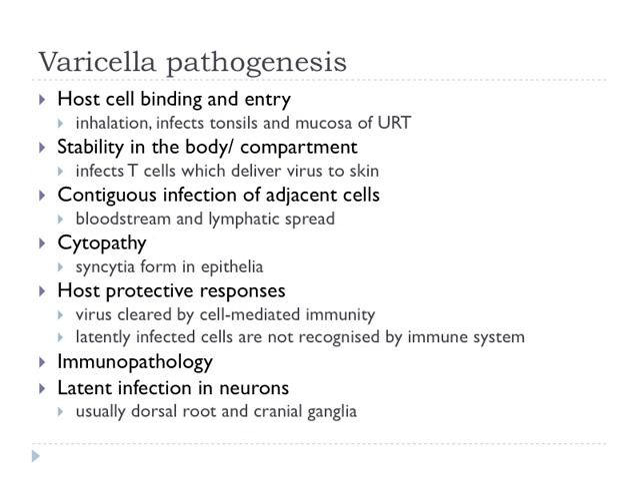Varicella, chickenpox, pathogenesis. Again, it's host cell binding and entry. You inhale this and it affects the tonsils and the upper respiratory tract. And then it stays within that body compartment. It gets into T cells and then travels around in the blood and then gets to the skin, and then starts to spread within those compartments within the bloodstream and lymph node, continually infecting the contiguous adjacent cells. It can cause cytopathic effects, and it gets cleared particularly by cell-mediated immunity.